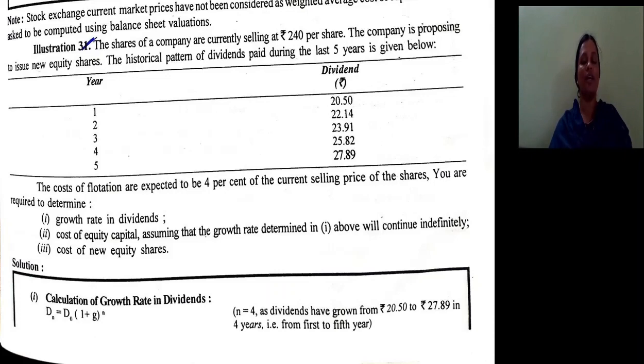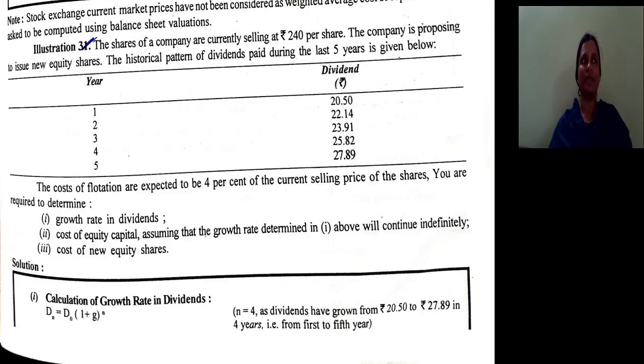What we have to calculate is the growth rate of dividend over the last 5 years. What is the rate of growth in dividend? The next one is they asked us to calculate the cost of equity, assuming that the growth rate determined as the answer to the first question will remain constant. The next one is we have to calculate the cost of new equity shares. So this is the problem we have. First we have to calculate the growth rate.